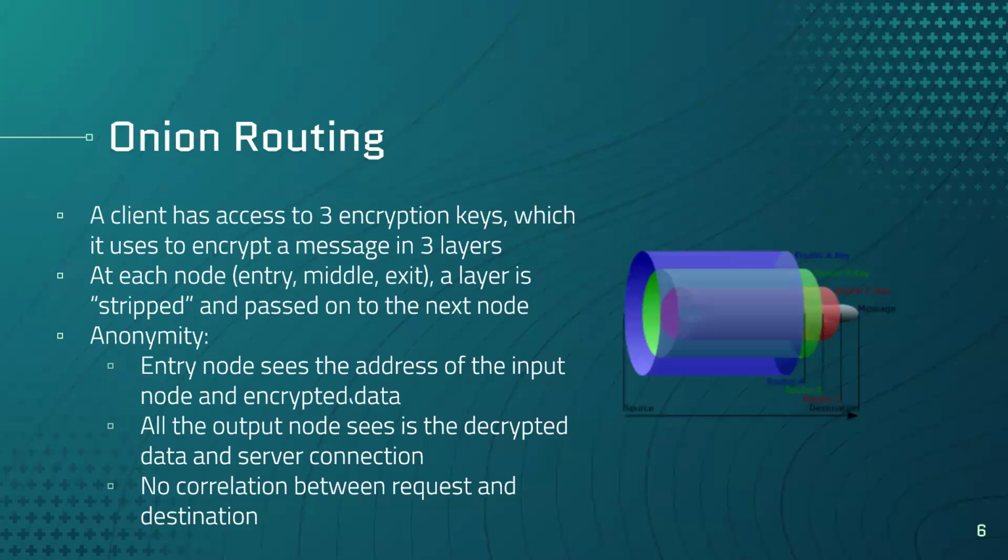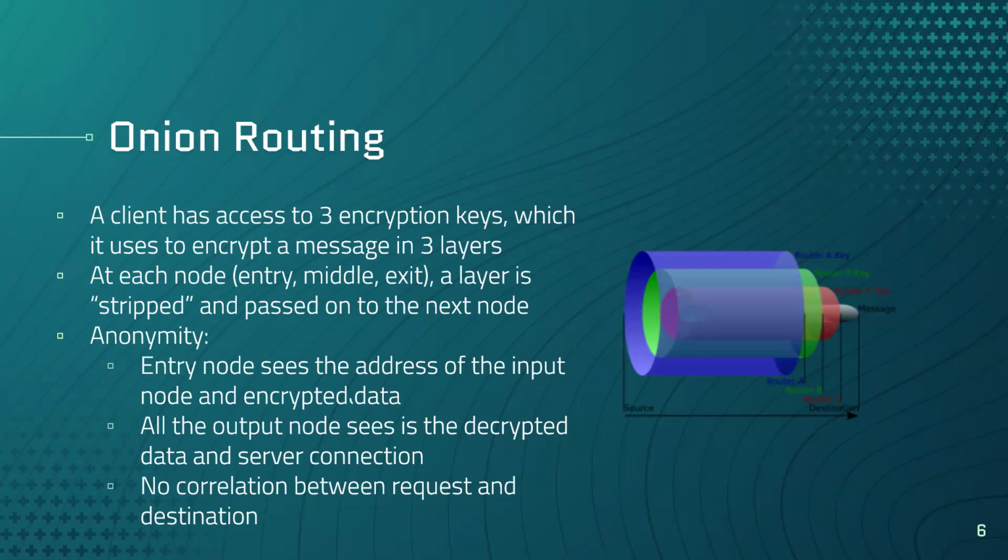HTTPS data over the network. It just looked like random binary mess. So in this case, a client, you, has access to 3 encryption keys, which encrypts a message in 3 different layers. And this is agreed upon with the circuit of nodes that you'll be working with. And we'll get into that in the next slide.